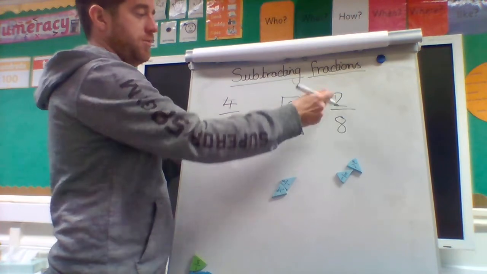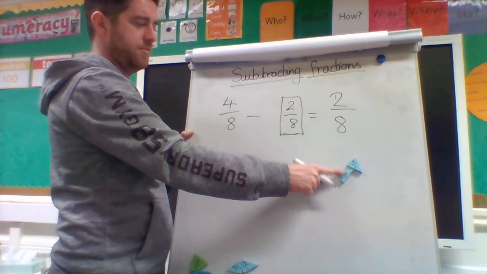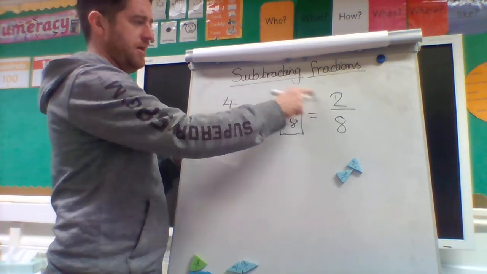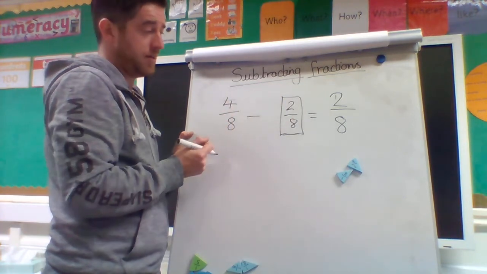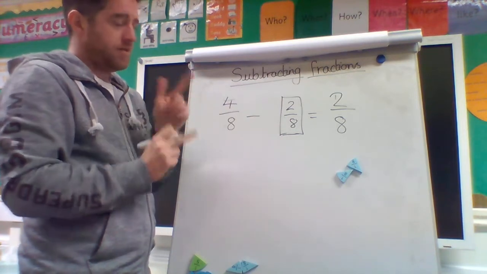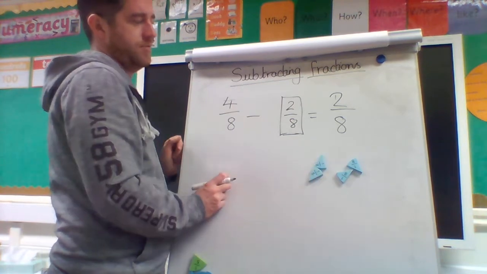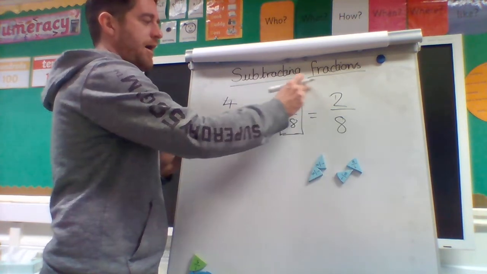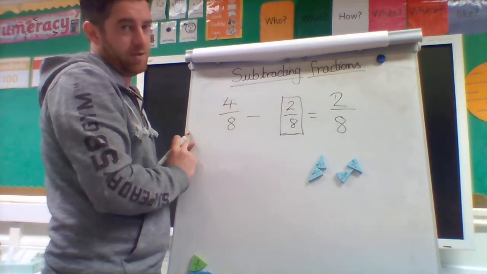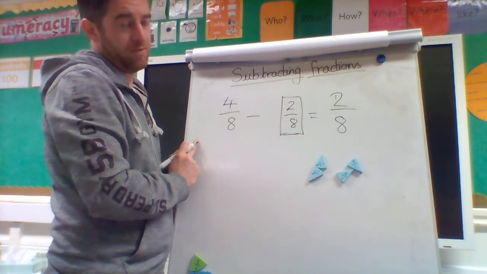If you wanted to do it using the inverse, I've got 2/8, but at the start I had 4/8. Let's add on to get to 4/8 to see how many more I need. 2/8, 3/8, 4 8s. Oh, I need 2 more 8s. Okay, so you can use the inverse to find out the answer, or you can subtract to find the answer. It's up to you.